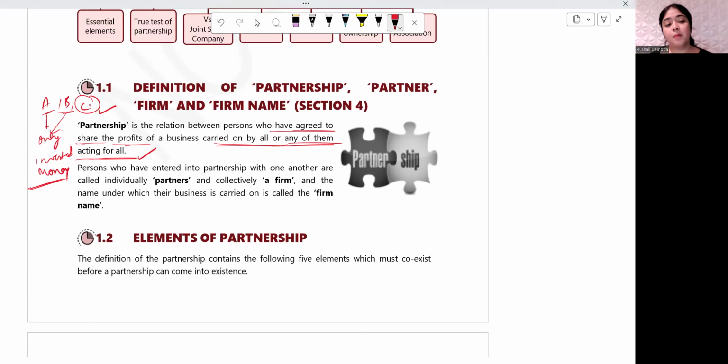Persons who have entered into partnership with one another are called individually partners. People who come together and enter into a partnership are called as partners. Individually, they are called as partners, and collectively a firm. Collectively, you call this association as partnership firm. And the name under which the business is carried. Now, partner's name is different, and the business name is different. The name of the business is called as firm name. Okay, is this clear to you all? Like definition of partnership, partner, firm, and firm name.